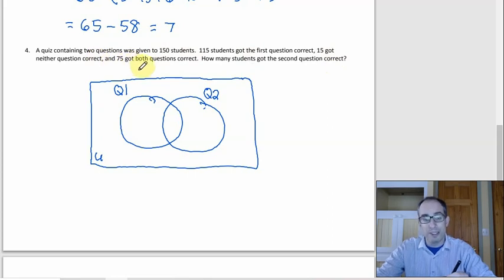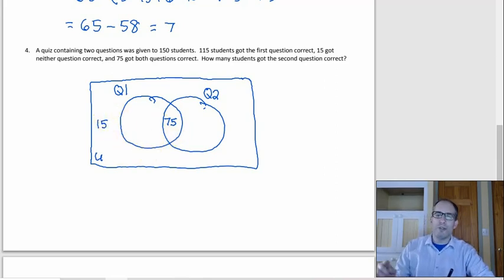All right, if we're going to work inside out, there's the both, right? So that's the intersection. That's first one right and second one right. So that means we got 75 in there. And 15 had neither, so that 15 is out here, right? It's outside the circles, but inside the universal set.